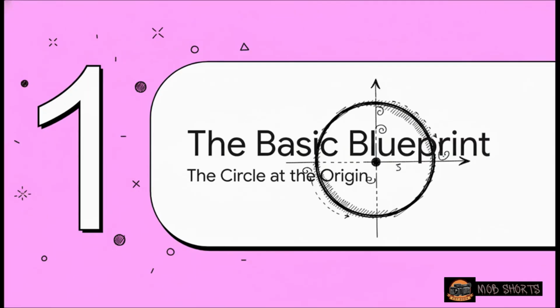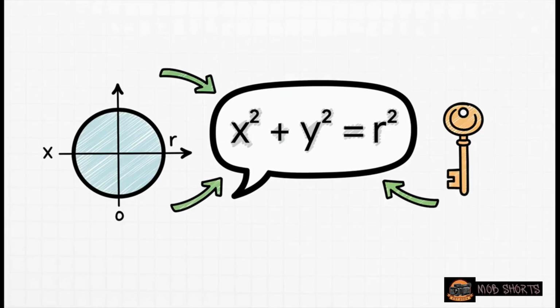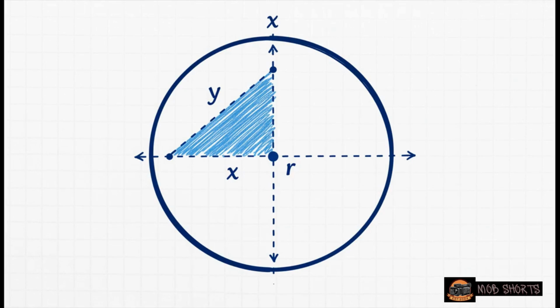All right, let's start with the easiest version, the basic blueprint, just to get our bearings. We're talking about a circle that's sitting perfectly at the origin, the point (0, 0). And here it is, the big one. x squared plus y squared equals r squared. This right here is the algebraic code for a circle that's centered smack dab at the origin. If you see an equation that looks like this, you know exactly where its center is and what its radius is, no questions asked.